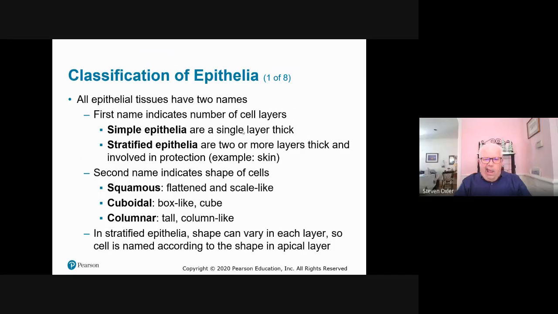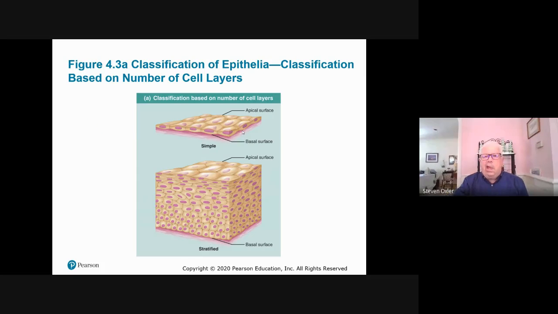The second name indicates the shape of cells. Squamous being flat or scale-like, cuboidal being box-like or cubic, and columnar being tall or column-like. Let me give you some examples. Okay?